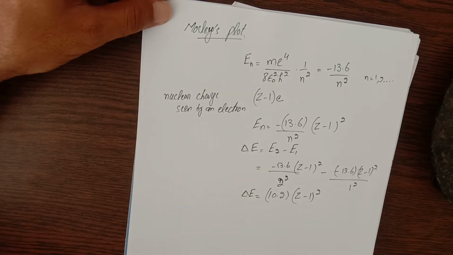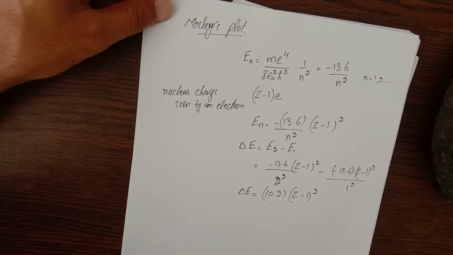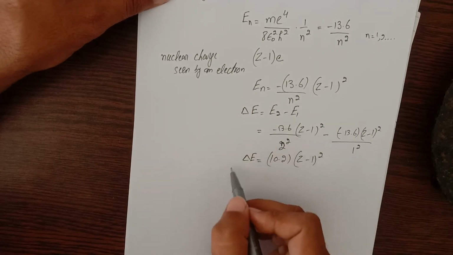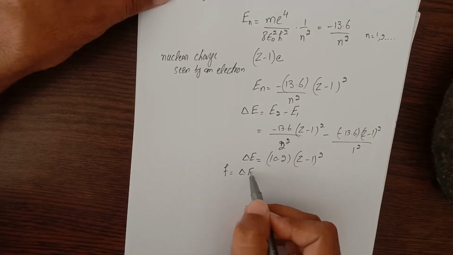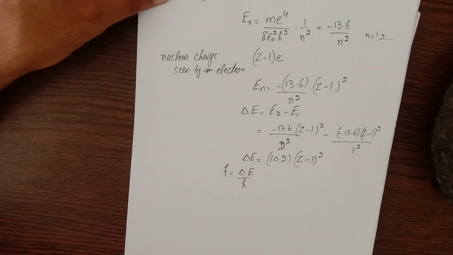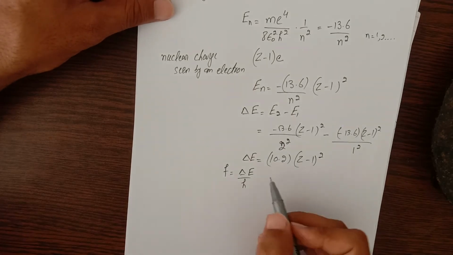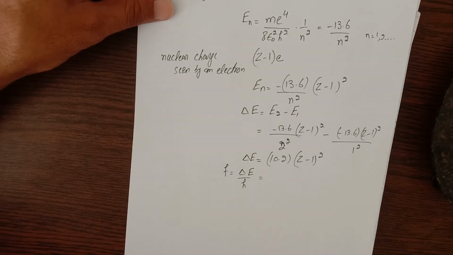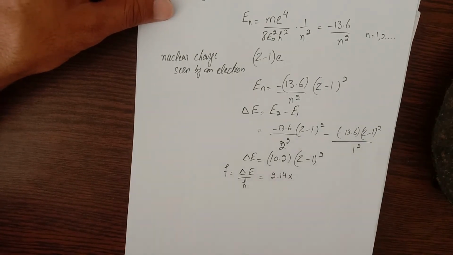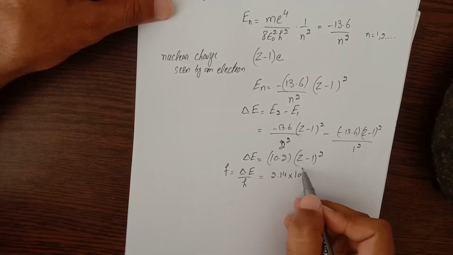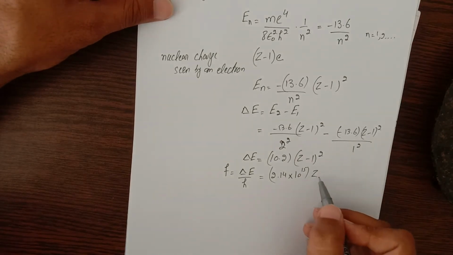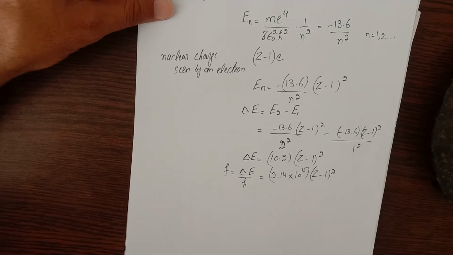Now when it makes a transition from second to first, it would be the K alpha line, and the frequency of the K alpha line would be energy per unit Planck's constant. And when you calculate this, by putting in the value of delta E and h, it comes out to 2.14 into 10 raised to power 15 into Z minus 1 whole square.